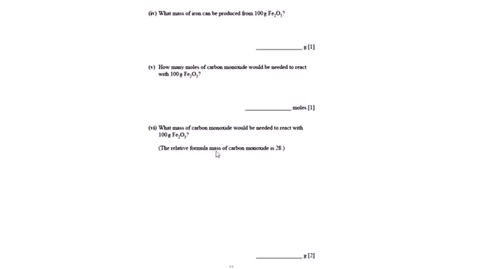Okay, going on down the page, I've got a new slide here. What mass of iron can then be produced? So you've just worked out the number of moles, turn that into a mass. Knowing that we have 1.25 mole, we know the mass of 1 mole of iron is 56. So use mass equals n times RFM. So 1.25 times 56, and that works out to be 70 grams.